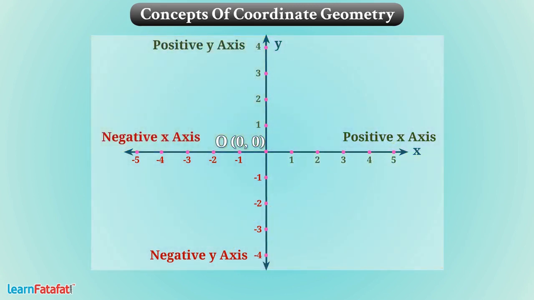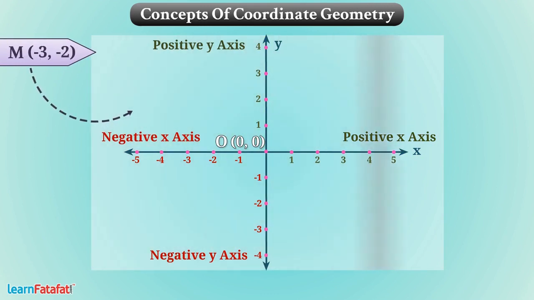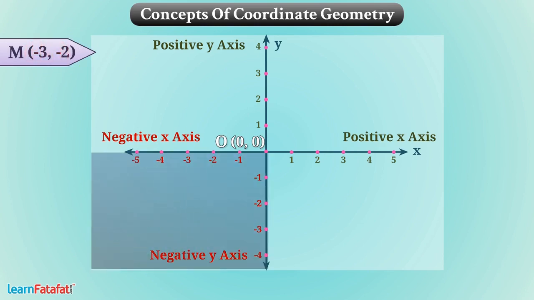Now suppose we are given the coordinates of a point, say M (-3, -2), and we are required to plot the point on a coordinate plane. How can we do so? Let me tell you. We first observe the coordinates. Since both coordinates are negative, the point must be in the third quadrant.